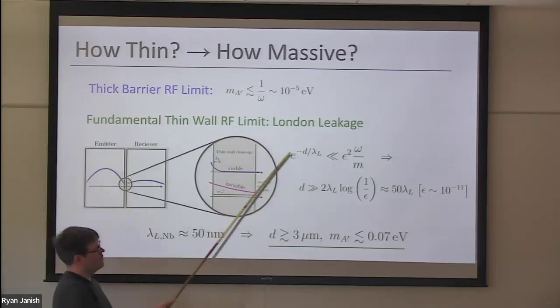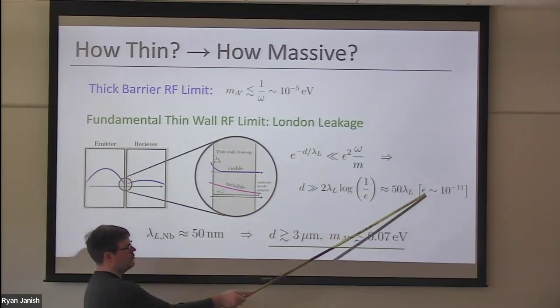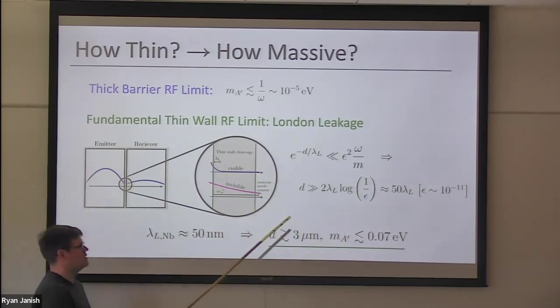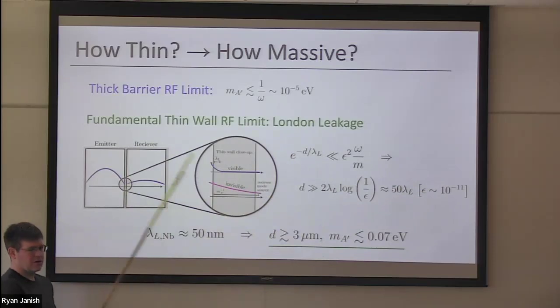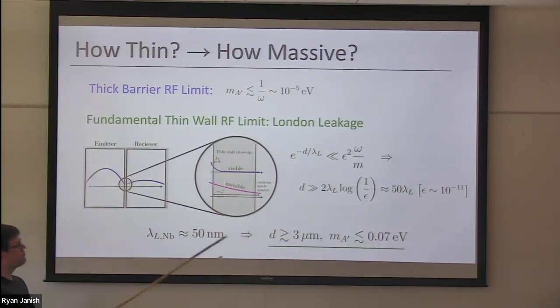So if we apply this condition, we find that for the epsilons that we can reach, we need about 50 London depths, which corresponds to about 3 microns of material. So that's not much material at all. And 3 microns corresponds to a mass of close to 0.1 V, which is about 4 orders of magnitude improvement over the existing thick walled experiments.